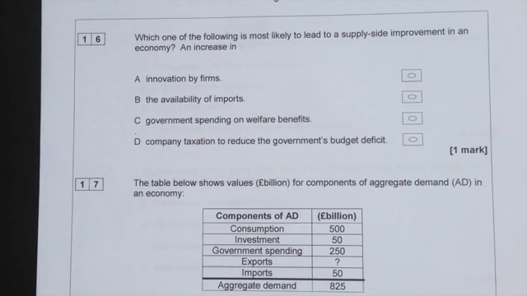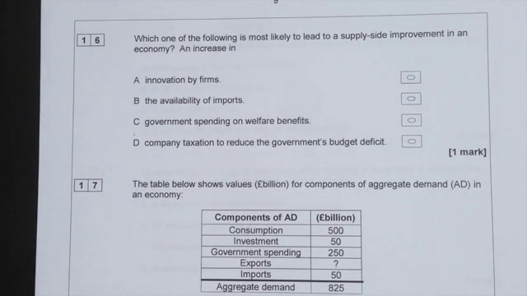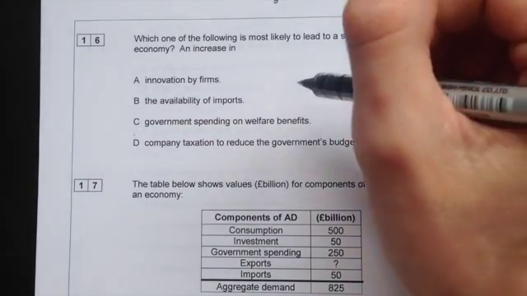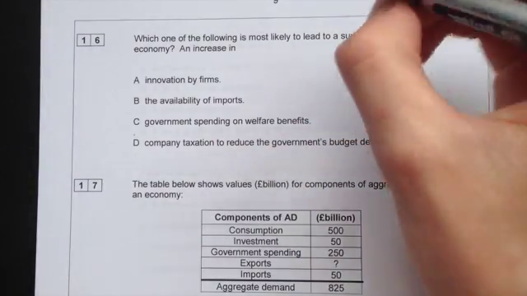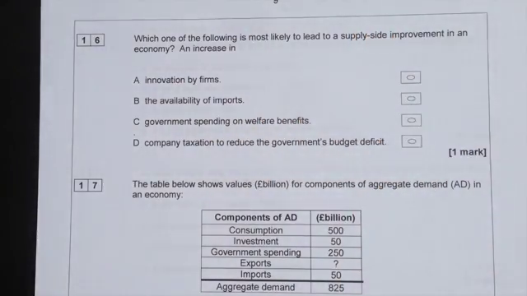Now we're looking at the last 5 questions in this multiple choice section. Question 16 starts off with, which one of the following is most likely to lead to a supply side improvement in an economy? So we're looking at the LRAS shifting outwards, or the PPF curve shifting outwards as well. We're looking at something that will increase the productive capacity of the economy.